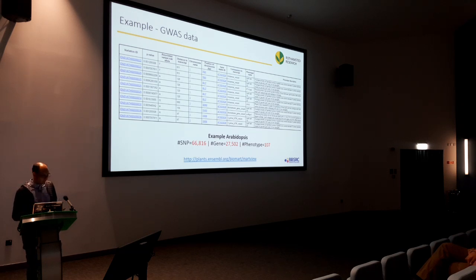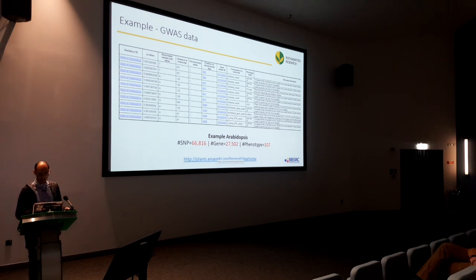So let me explain the columns. These are the columns of a spreadsheet. It's a genome-wide association study data set. The types of information we've got in the spreadsheet are SNPs, p-values, alleles, distance to transcript, chromosome name, position, gene, consequences, and the phenotypic description. We've got about 66,000 SNPs, 20,000 genes, and 107 phenotypes.